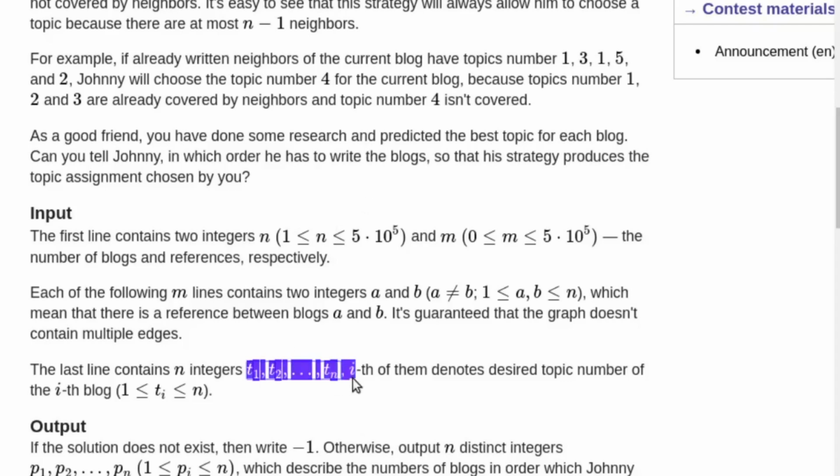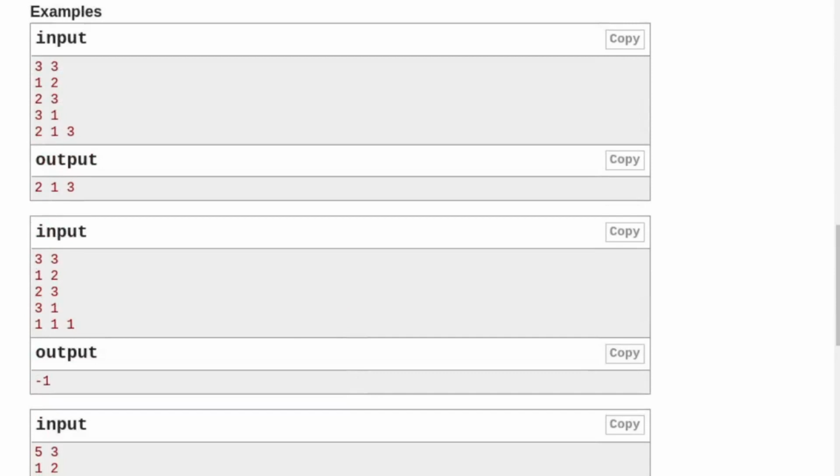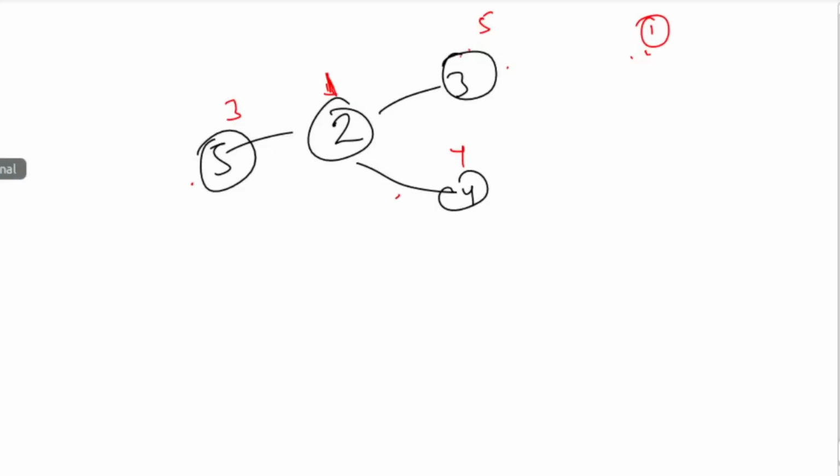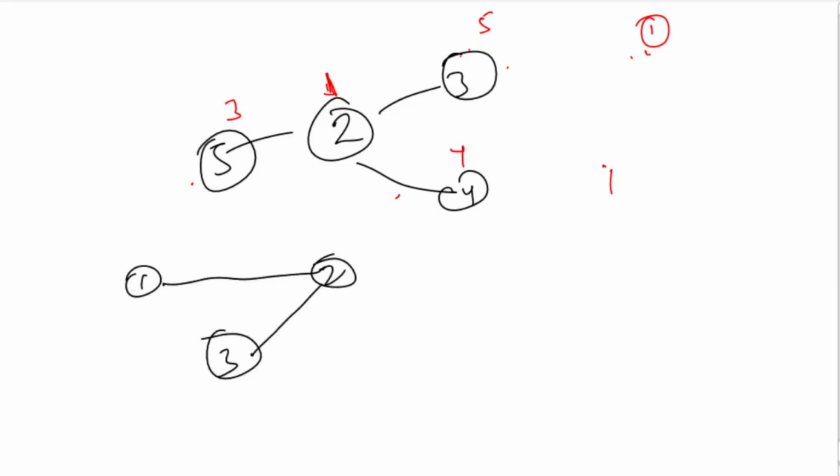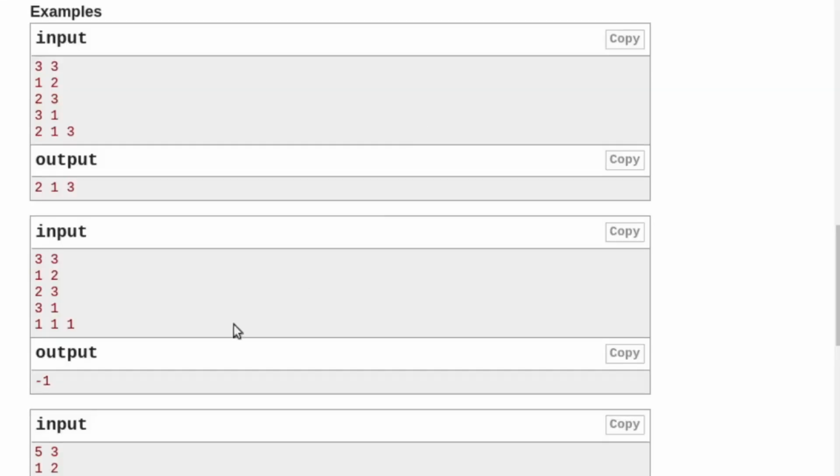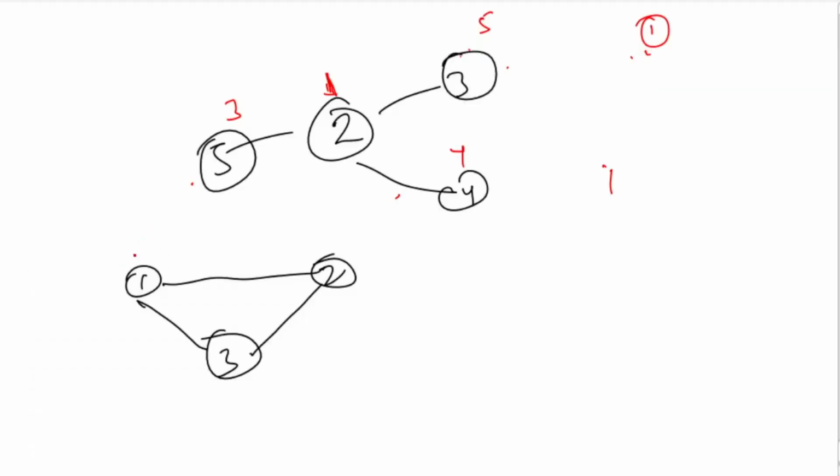So let me take an example. In the first example you have 3 blocks, 1, 2 and 3. They all have references between each other. And also you can see that our desired topics are: we want block 1 to cover topic 2, block 2 to cover topic 1, and block 3 to cover topic 3.